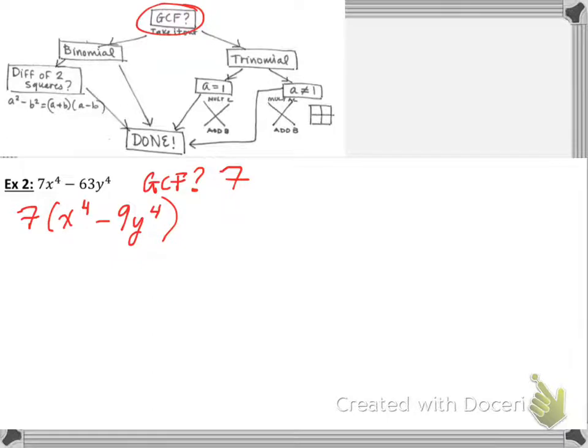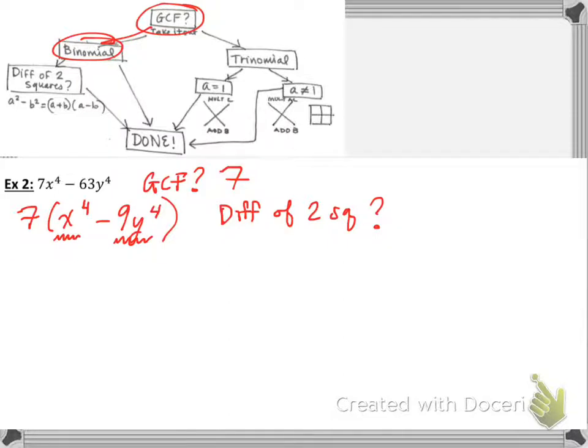Okay, so now I'm going to go back to my flow chart and see how this can help me. Zooming in on what's left over inside of the parentheses, is it a binomial or a trinomial? Well, it has two terms. It has the x to the 4th and it has the negative 9y to the 4th. So those are two separate terms. This is a binomial. So if it's a binomial, then I need to think, is it a difference of two squares? And that's a question mark, not a 2, sorry.